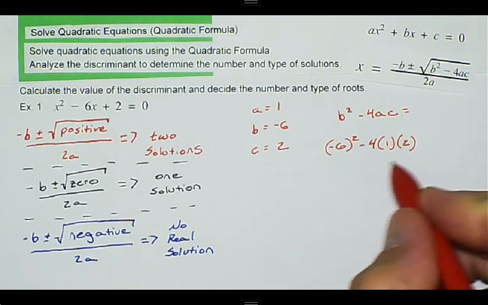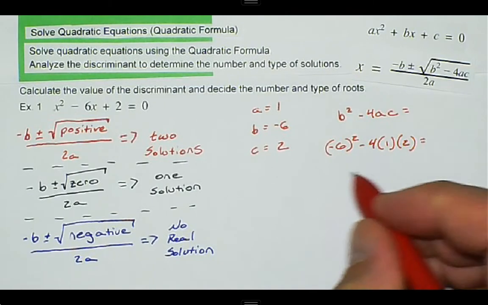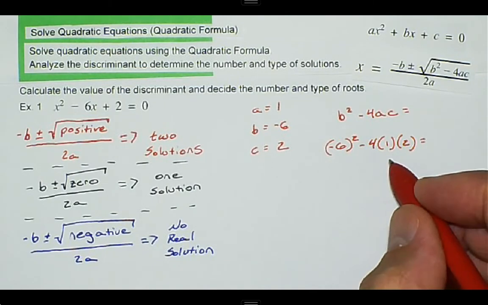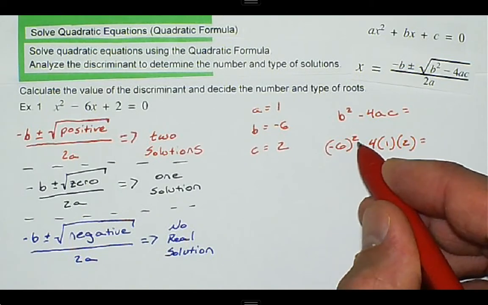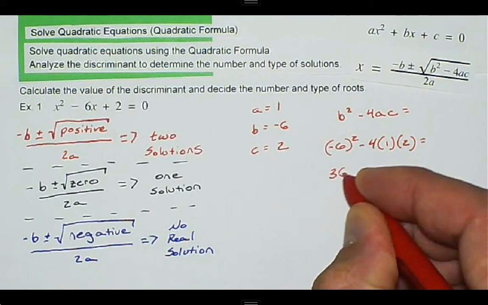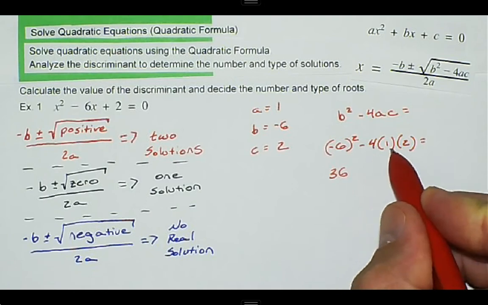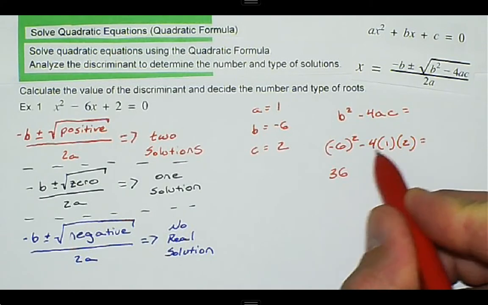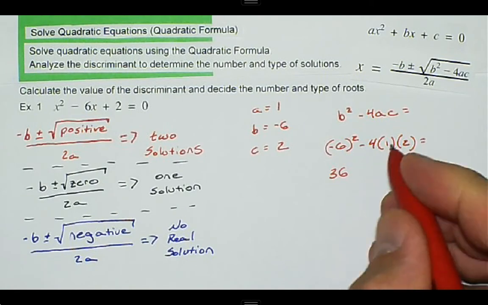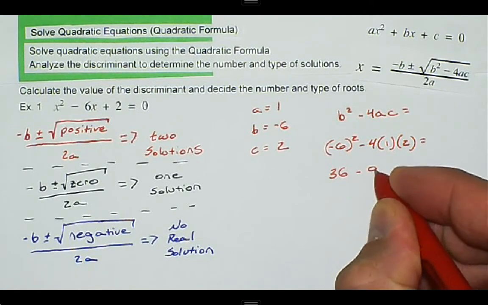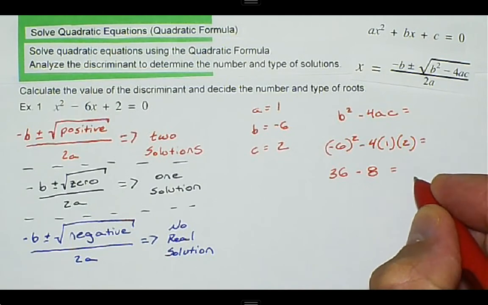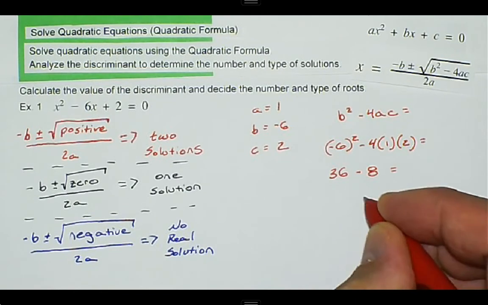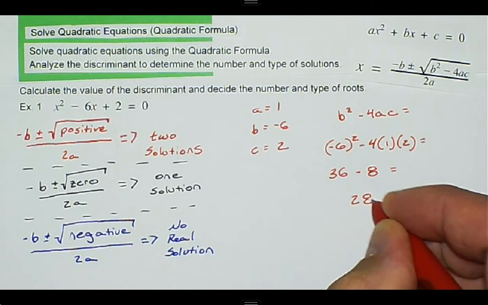And all we're going to do is just multiply these and then subtract. So -6 squared is 36. And then we have -4 times 1, which is -4, times 2, which is -8. And so this whole discriminant is just going to be equal to 28, which is positive.